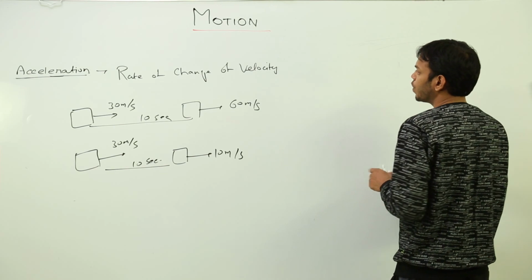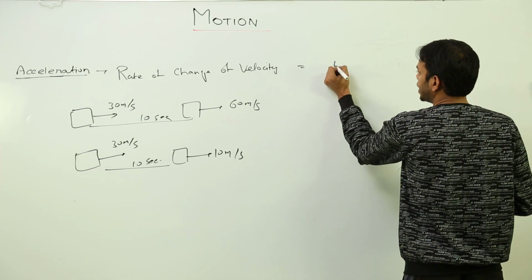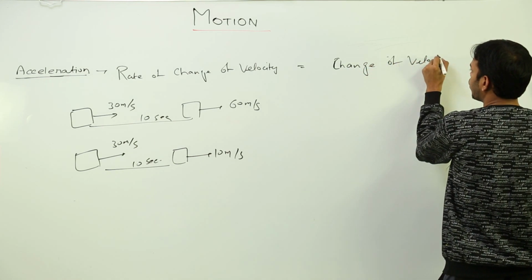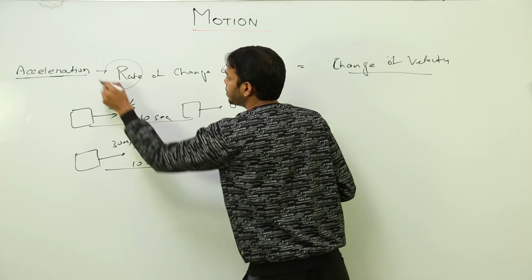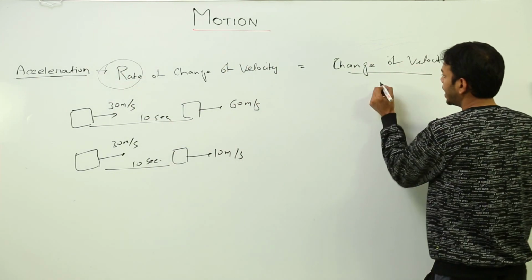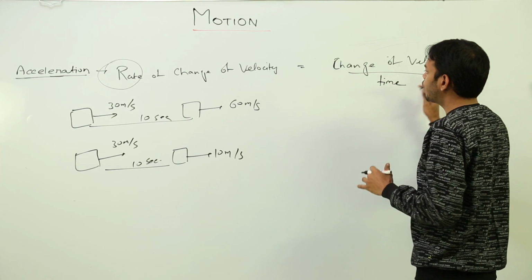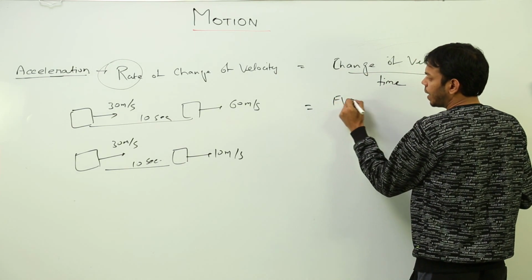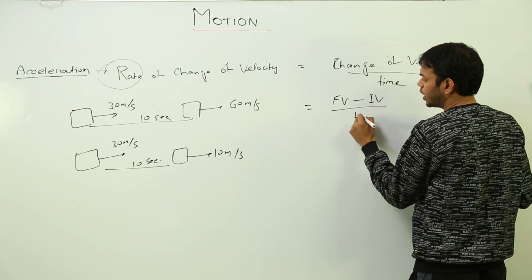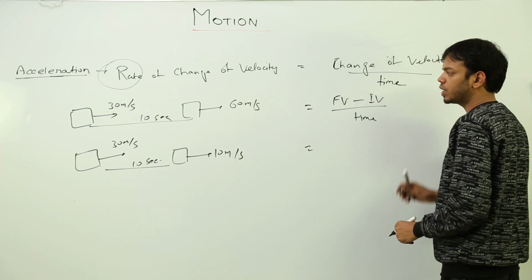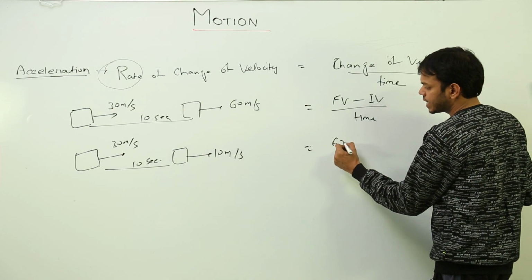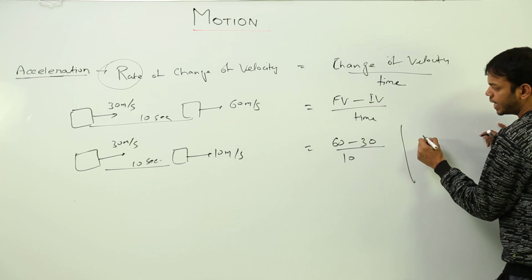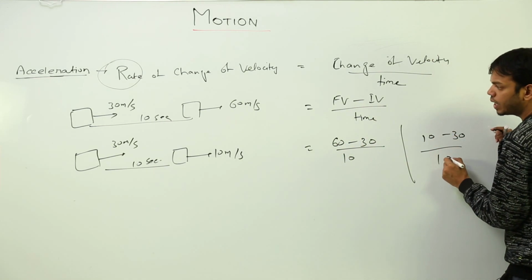Acceleration means rate of change of velocity, that means change of velocity. What does this term rate mean? Rate means the physical quantity is getting divided by time. So change of velocity upon time means final velocity minus initial velocity upon time. What is final velocity? First case, it says this is 60 minus 30 upon time, which is 10 seconds. Whereas in second case, this is 10 minus 30 upon 10 seconds.